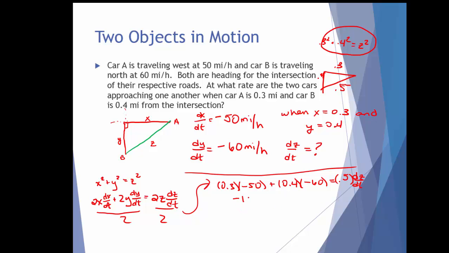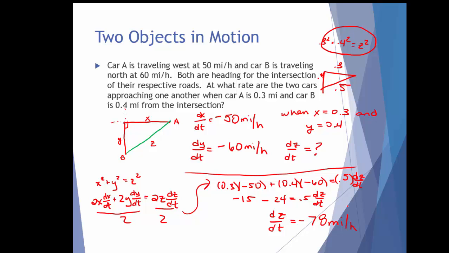So we get negative 15. This one will be minus 24 equals 0.5 times dz dt. So that dz dt should be negative 78 miles per hour, since z is going to be measured in miles and your time is measured in hours. Notice again, it's a negative derivative. That's a good thing. Remember, A and B are both moving towards that intersection, which means z is getting smaller. So its derivative, the rate at which it changes, should be negative, or something's gone wrong.